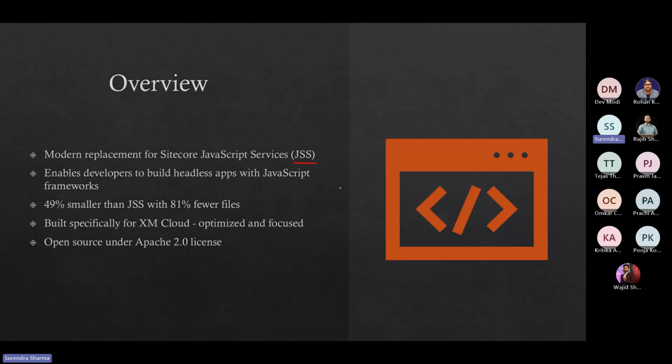But there are lots of problems with this headless JSS that we are going to see. Is there any better approach? That's what we are going to see here: instead of using their JSS based framework, you should use this new Content SDK. It's specifically designed for the XM Cloud, and it's very small in size. It's almost 49% smaller than JSS, and as it has fewer files, its size is very small. They have removed almost 81% of the files. So it's very small, very lean, very clean.